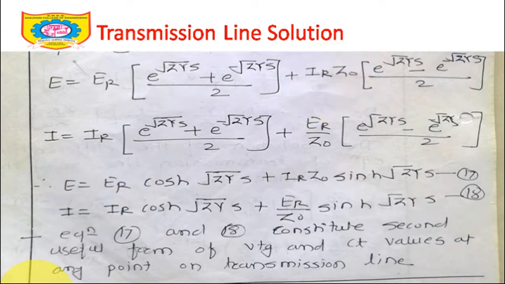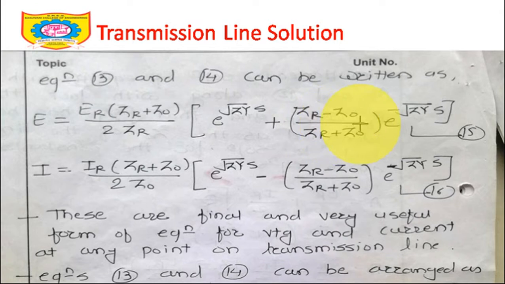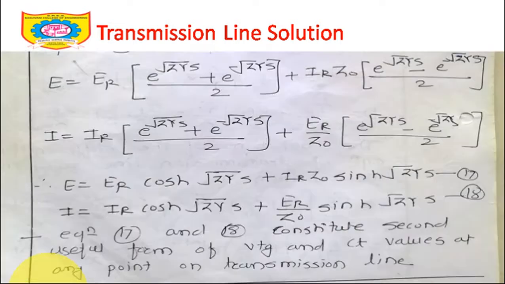Where did I get this IR Z0? Let's go back here. IR Z0 I have got by replacing ER is equal to IR ZR. So if I put it here, ER is equal to IR ZR on the right hand side. See the notations, try to understand. This is voltage. ER is represented in terms of voltage, and what is IR into Z0? This is current multiplied by impedance, which is once again voltage. So this is voltage, this is voltage. Condition satisfied, left hand side equals right hand side. And in the bracket I am getting e raised to root ZYs minus e raised to minus root ZYs upon 2.